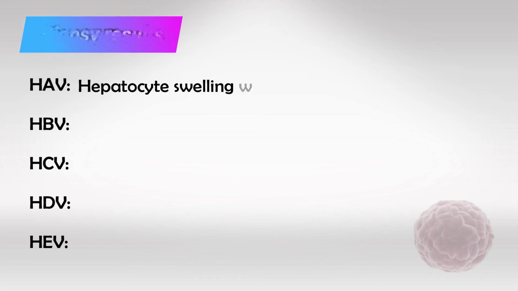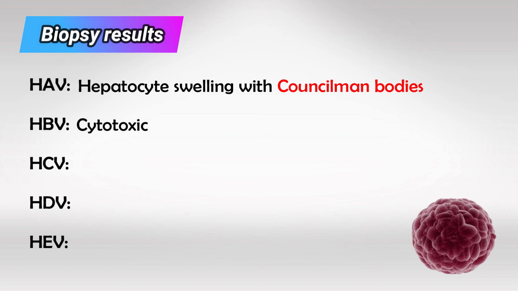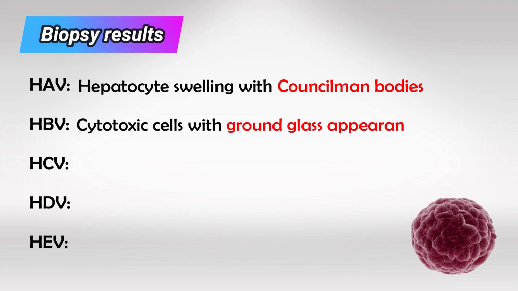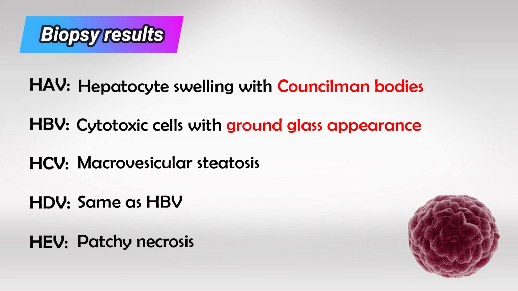If we take a liver sample during the presence of symptoms, in type A, we will see hepatocyte swelling with Councilman bodies. In type B, we will see cytotoxic T cells, which will cause a lot of cellular damage, including ground glass appearance, which is due to accumulation of antigens within the hepatocytes. In type C, we will see macrovesicular steatosis. Type D is basically identical to type B because it requires type B for infection. And in type E, if a patient was pregnant, we will see patchy necrosis.